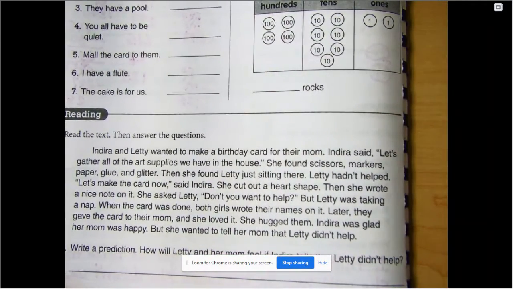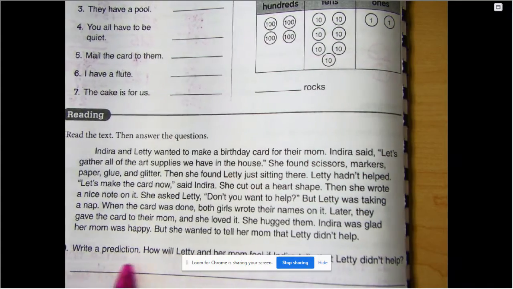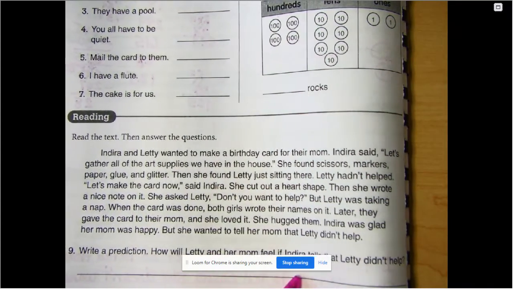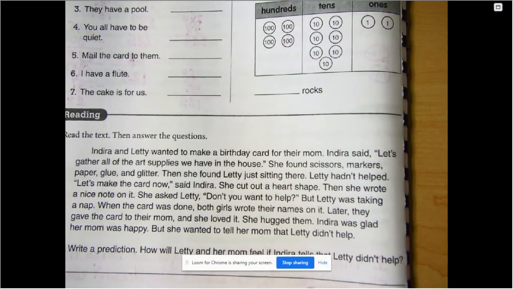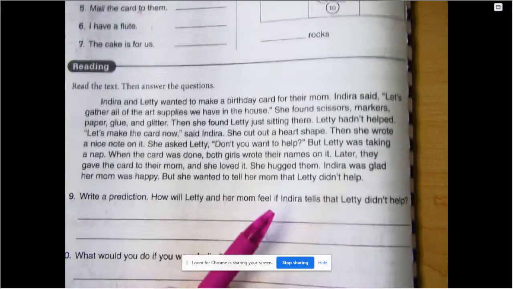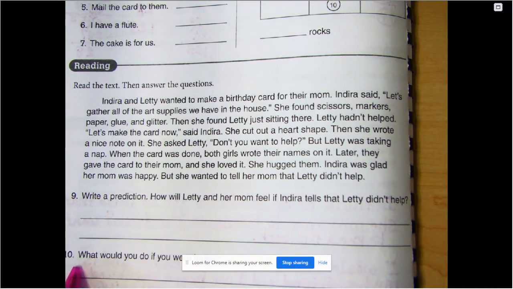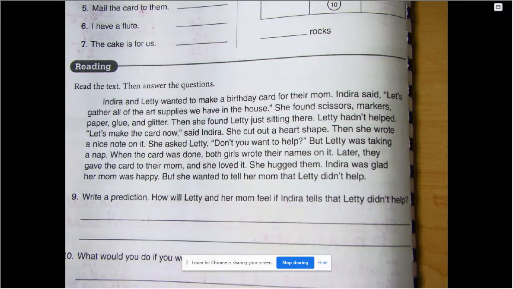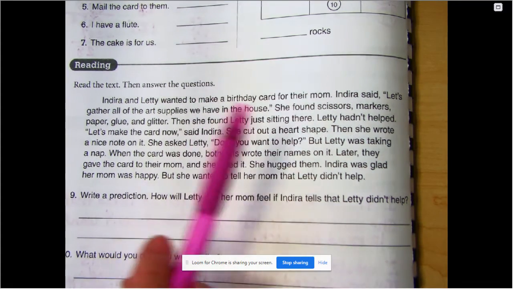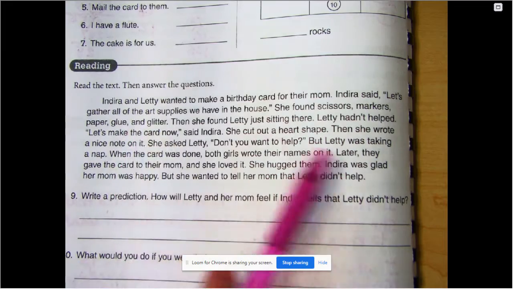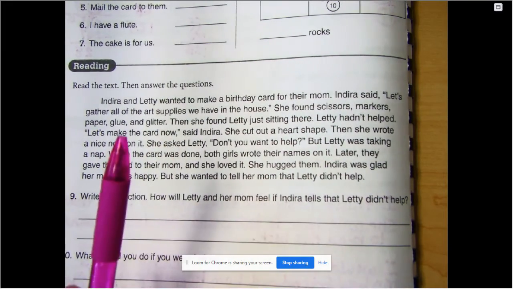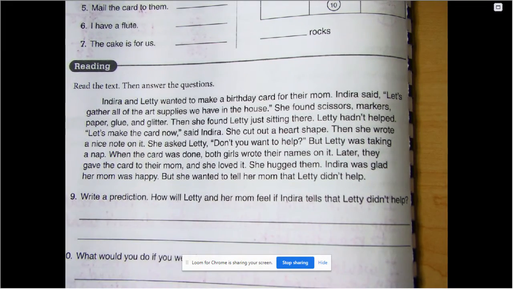So, number 9, write a prediction. How will Letty and her mom feel if Indira tells that Letty didn't help? How do you think they're going to feel if Indira tells on Letty and says, hey, she didn't help? How will mom feel? How will Letty feel? And number 10 says, what would you do if you were Indira? What would you do if you were the person who said, hey, let's do this together, you got all of the supplies, you made it, and then your sibling just signed it as if it was from both of you? How would you feel?